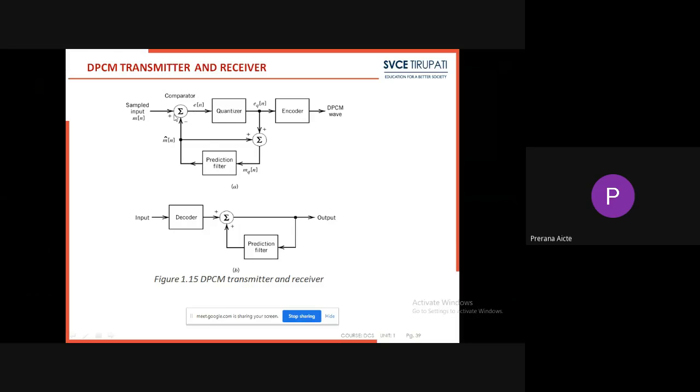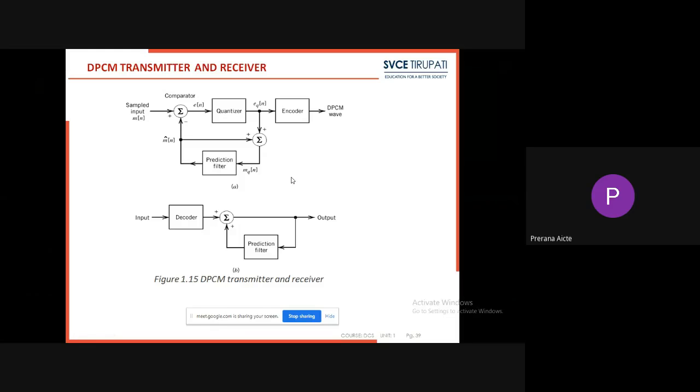First, the comparator difference is m of n minus m cap of n, that is E of n. Then the quantized signal we call mq of n. So finally, the error input is E of n equals m of n minus m cap of n. Then the quantizer output is mq of n equals E of n plus eq of n. From there, we get the encoded DPCM output.